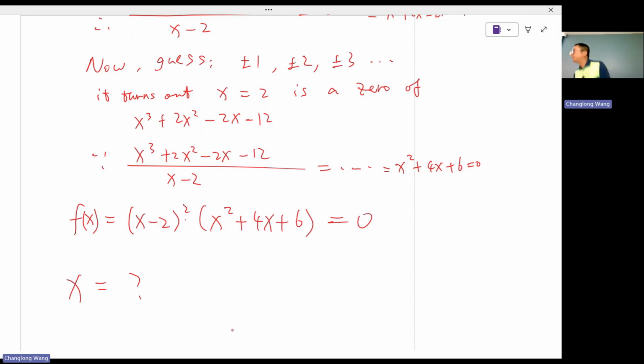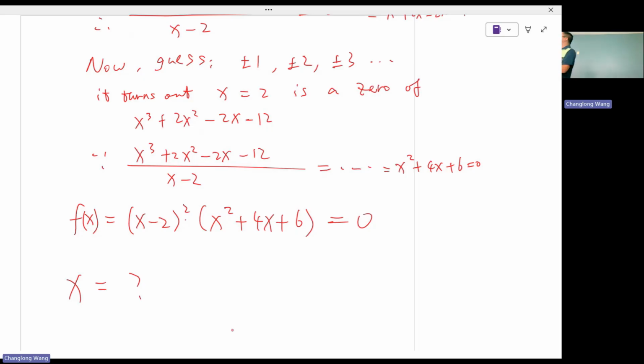How many solutions are you supposed to have for a degree 4 polynomial equation? You must have 4 solutions. Does it make sense? But not all of them are real. You do get a repeated 0, x equals 2. But guess what? This quadratic function doesn't have real solutions. But I'm sure you can figure out using the quadratic formula, right? It will be 2 complex conjugate solutions. Total 4, right? So you guys figure out the rest.